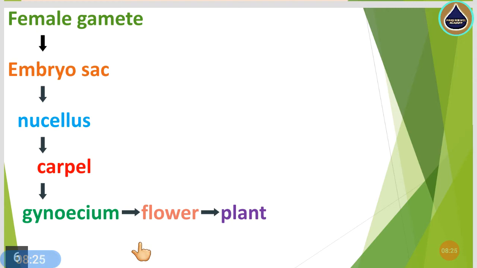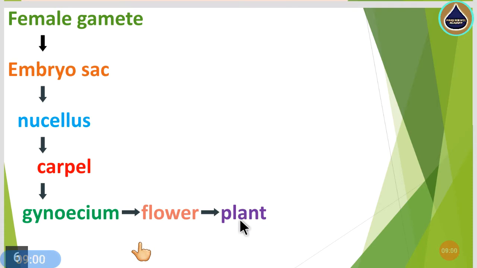Now we'll go for the female gamete, how this female gamete is formed and where its location is. The female gamete is formed in the embryo sac, and the embryo sac is found in the nucellus, and the nucellus is part of the carpel, and the carpel is the single unit or single member of the gynoecium. Gynoecium is the female reproductive whorl of the flower, and the flower is part of the plant. So I hope it is clear in your mind.